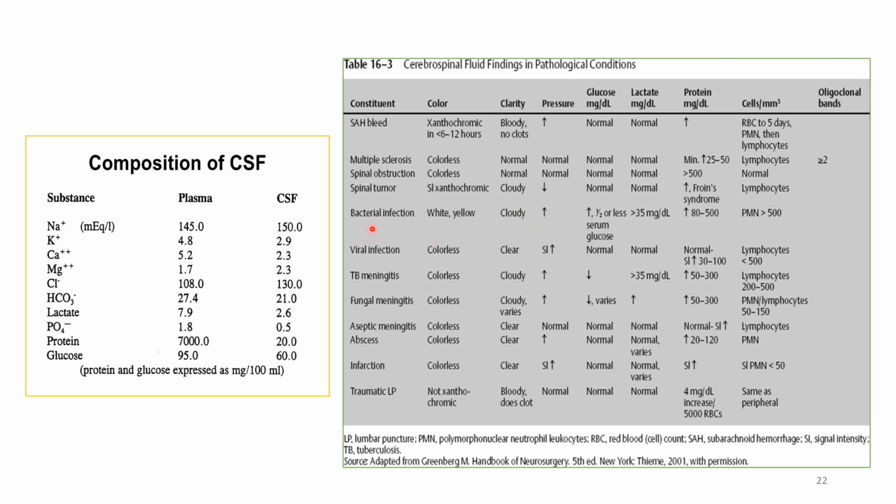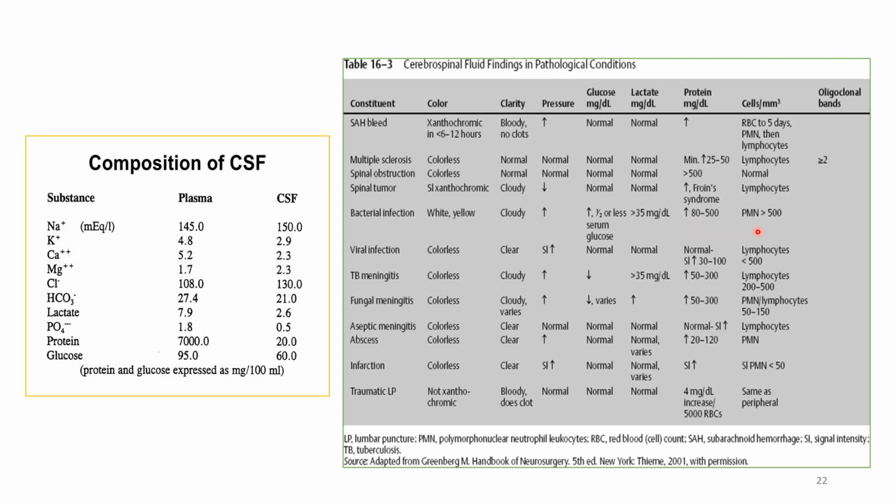Next, coming to bacterial, viral, TB, and fungal infections. In bacterial infection, the color is white or yellow, and it is cloudy, the pressure is increased, and glucose is decreased to half or less than serum glucose. Normally it is 60, but it is decreased. Lactate is more than 35 milligrams per deciliter. Normally it is only 2.6, but it reaches 35 milligrams per deciliter. Protein is also increased up to 500.